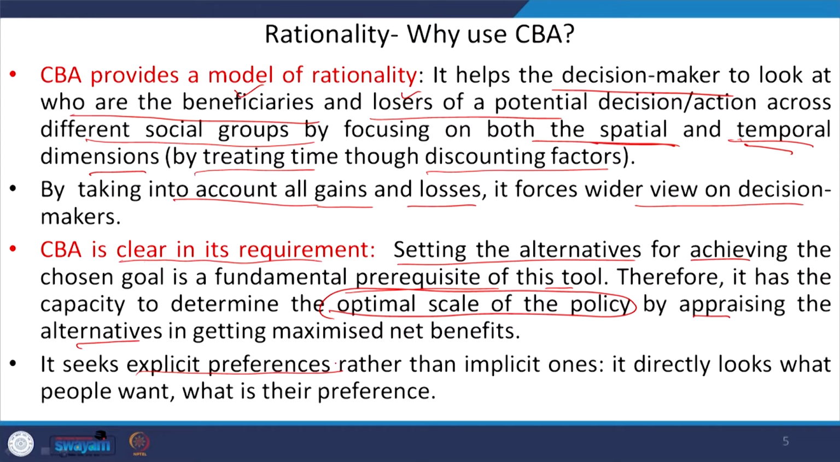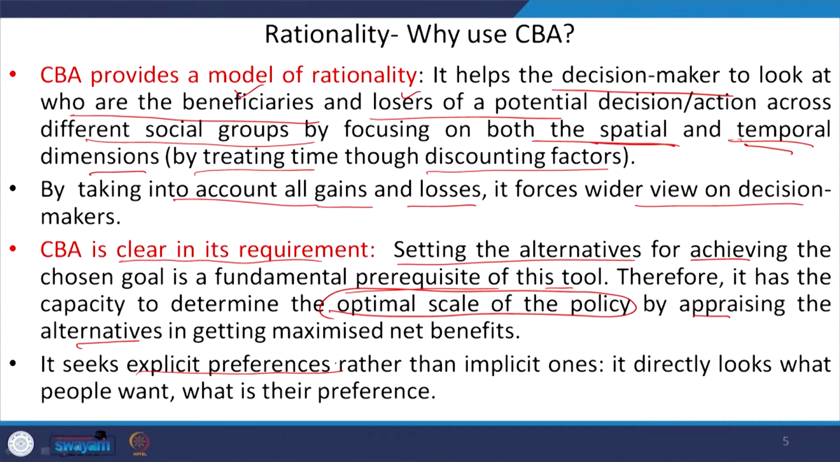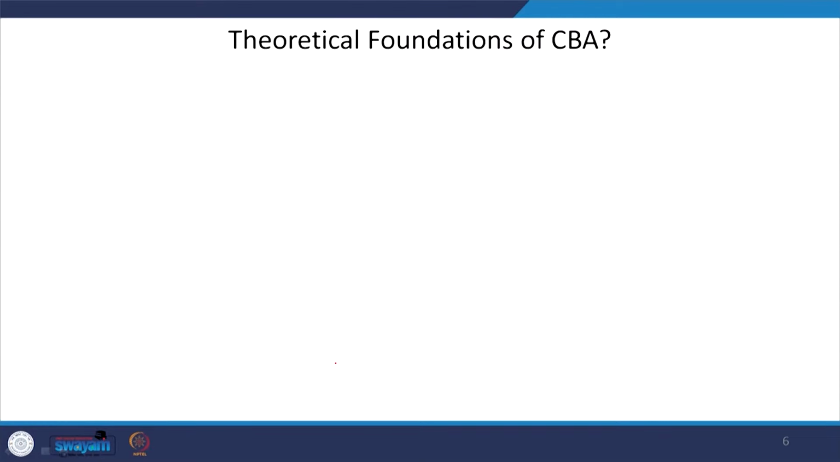Because it directly looks at what people wish to get, and what people wish to get is dependent on their preferences. And when the preferences are taken into account, obviously this tool is focusing on the explicit preferences the consumers need for a particular policy or program. So, because of these three reasons, CBA has huge applications in almost all public policy appraisal programs or projects.